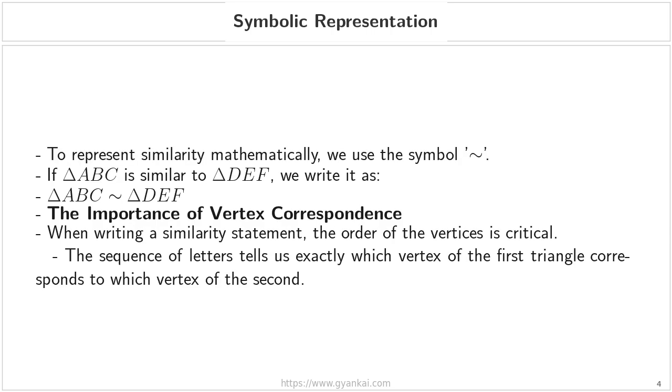However, I want to emphasize a very important point here, the importance of vertex correspondence. When you are writing a similarity statement, the order of the vertices is absolutely critical. You cannot just list the letters in any random order.